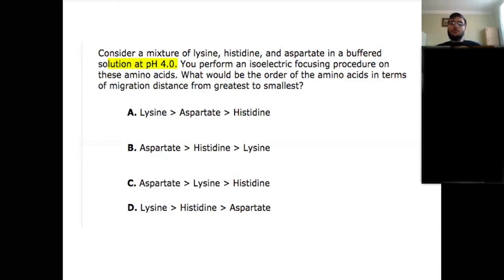Okay. So far, we have 38% for B, 25% for C, and 38% for D. Okay. That's not too bad.